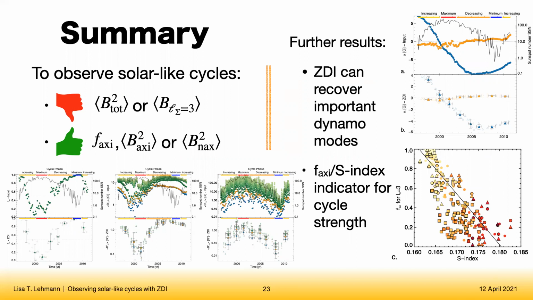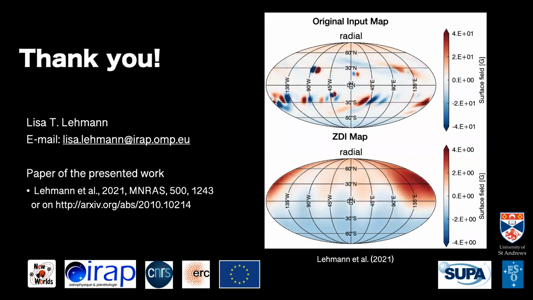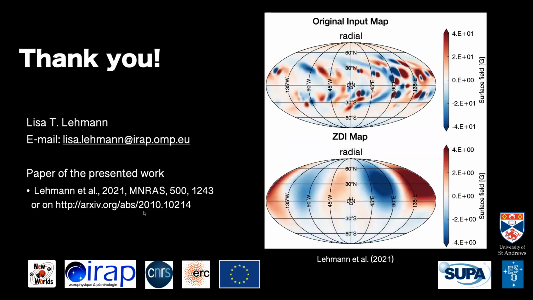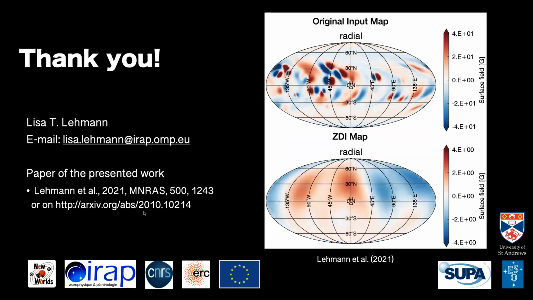And also it would be worth looking at the toroidal fraction if you see the maximum occurring at the maximum of the cycle. We also found that ZDI can recover important dynamo modes and that plotting the fraction of axisymmetric energy over S-index could be used as an indicator for cycle strength. The results are published in this paper here. You can find it on ADS or under this archive link, and I thank you very much.